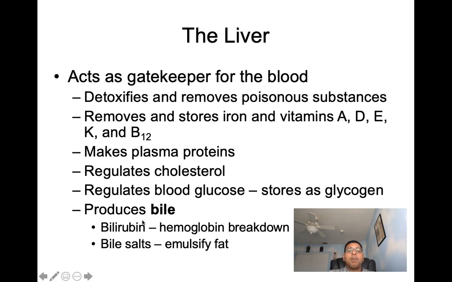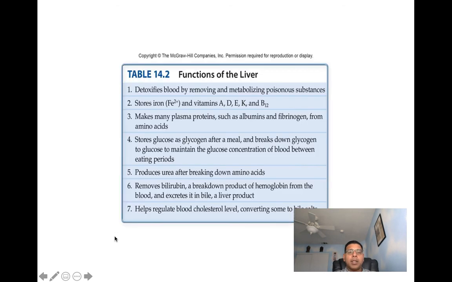It produces bile, which we see is made up of bilirubin and bile salts. Bilirubin is going to be a hemoglobin breakdown product, and our bile salts are going to be there to help emulsify our fats. Bile is going to have a yellowish-green color to it, and bile again is going to contain bile salts and bilirubin. Next in here we can see all the functions of the liver. Very important organ for you to know about.